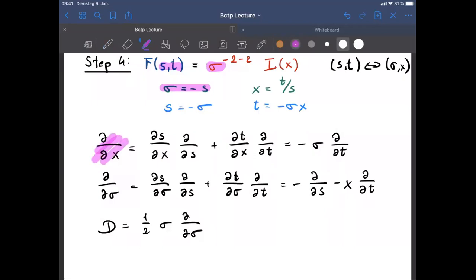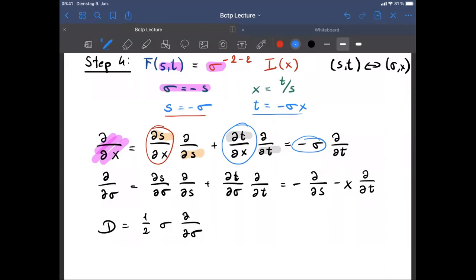dd sigma is clearly ds dds, dt ddt. And you just use the formulas given above. So you know that here ds by dx is clearly 0 because s doesn't depend on x, while dt dx, if you compare with what is up here, gives you minus sigma. So that's clear. So you get that ddx is actually the derivative with respect to t multiplied by sigma.